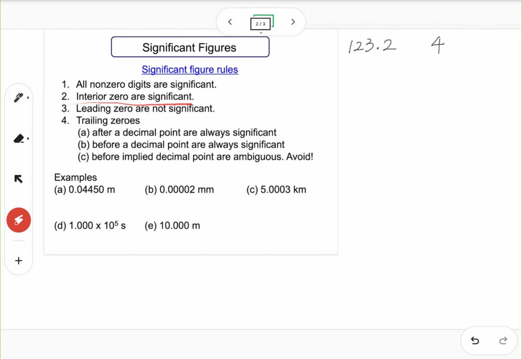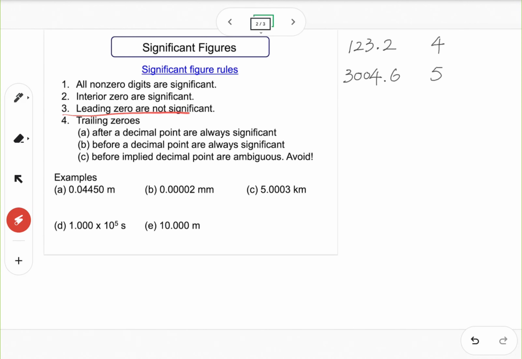Rule number 2: interior zeros are significant. For instance, if you have 3004.6, well, what is an interior zero? If you have zeros between 2 non-zero digits, they are interior zeros. For instance, you have 2 zeros between 3 and 4. So these 2 zeros are interior zeros, and according to rule number 2, they are significant. So for this number, it has 5 significant figures.